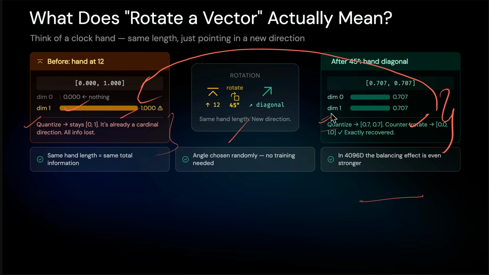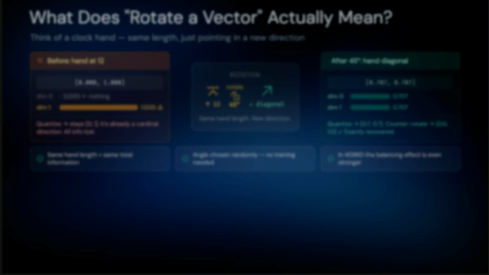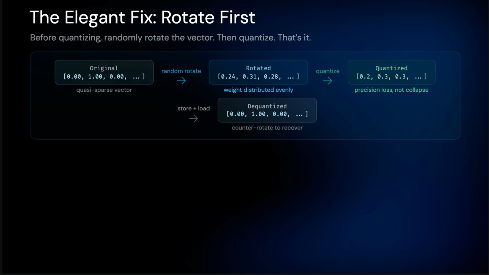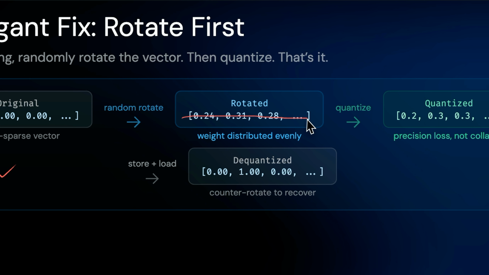So any rotation works because all rotations preserve the length. Now let's apply this rotation concept to a real vector that we saw earlier. So let's say this is your original vector, right? You can see that there is one dimension that caused massive activation, which we also call a quasi-sparse vector. When you randomly rotate, you see that the weight is distributed evenly, right?